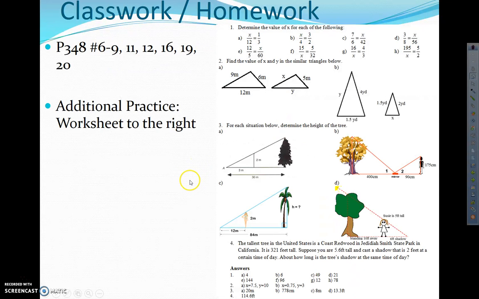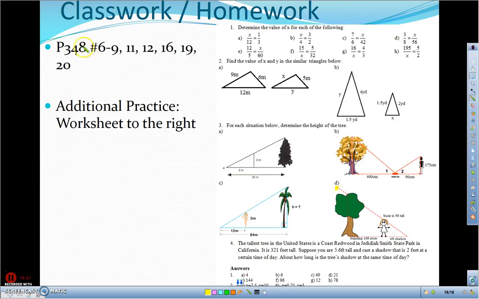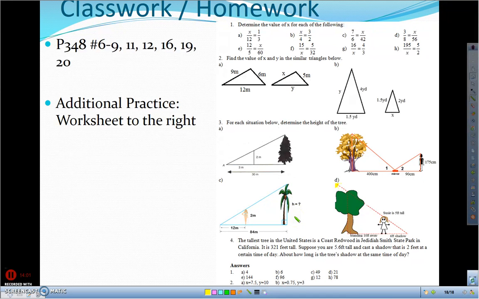That's it for this class. Similar triangles can be tricky. Practice will make perfect. There are several questions for you to do on page 348, as well as some questions on the right here for those who need additional practice. For the most part, you could have done question number 1 in the last lesson, but the ones after it are application problems, and there are answers at the bottom. Thanks for watching, and good luck on your studies.